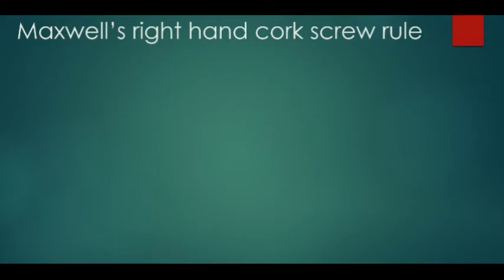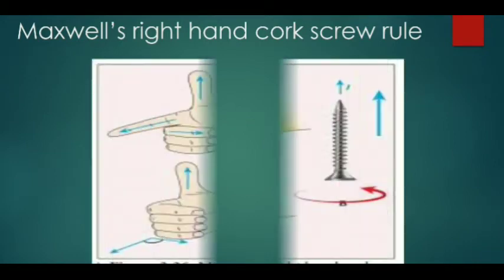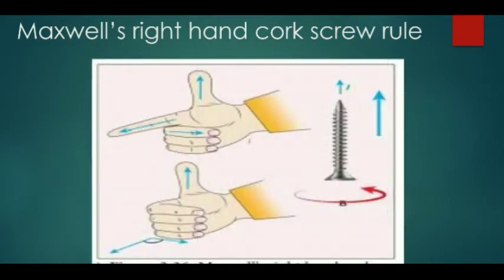See that, Maxwell's right hand corkscrew rule. In our book, this is the diagram. This is the direction of magnetic field. This is the direction of current. The thumb finger gives the direction of what? Current. And the remaining fingers are the direction of magnetic field. And this one is the rotation of the screw. This is Maxwell's right hand corkscrew rule.